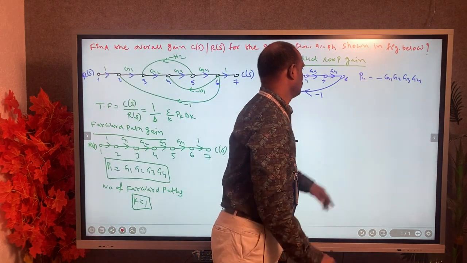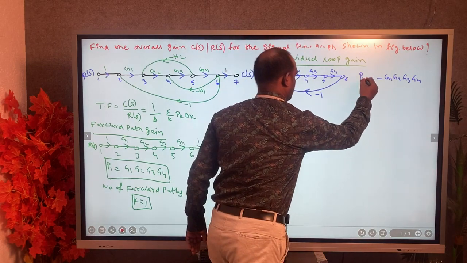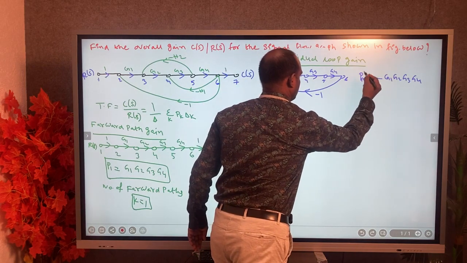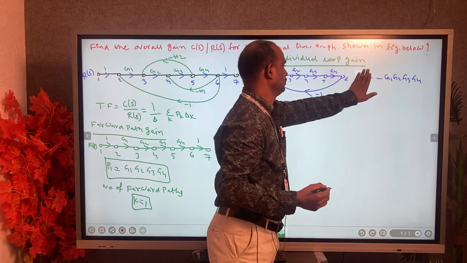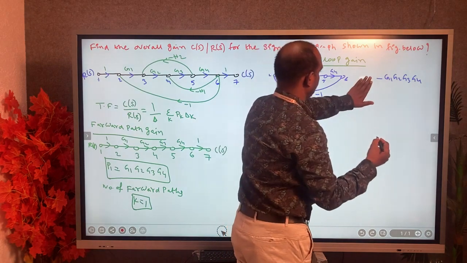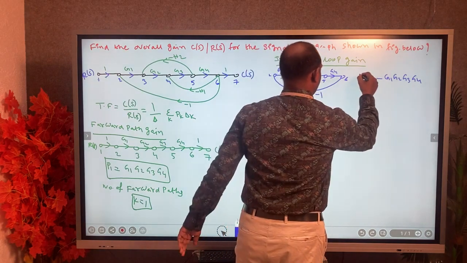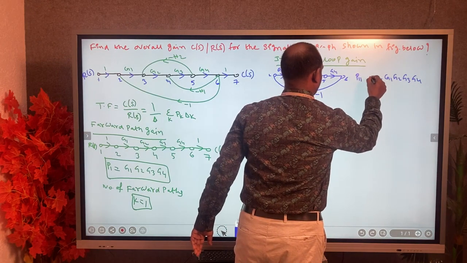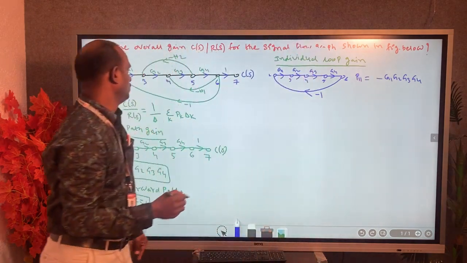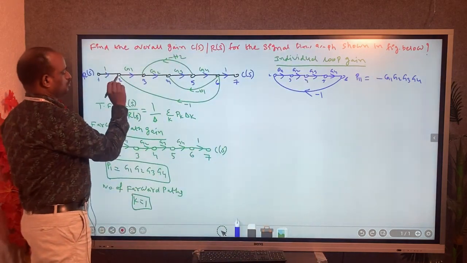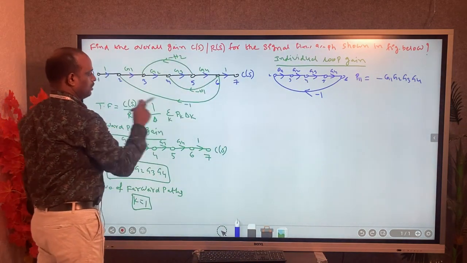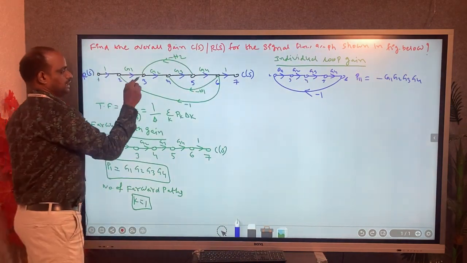So we will see if we have any other individual loop, we will check it first. So this is P11. Any other loop from 2, only one loop is possible, and go to the next node 3.